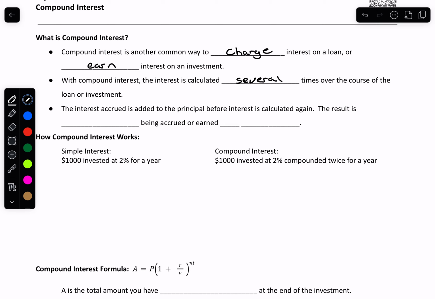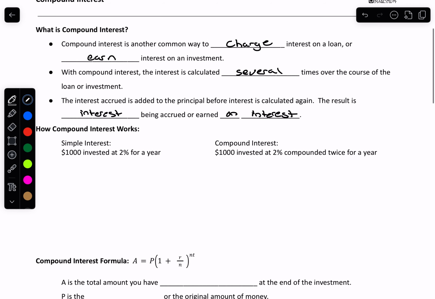The interest accrued is added to the principal before the interest is calculated again. So the result is interest being accrued or earned on interest that was already accrued or earned. So the idea of it compounding is that not only is the principal, the original amount borrowed, earning interest, but also the new interest is earning interest on top of itself. So let's go ahead and see an example of how it works.